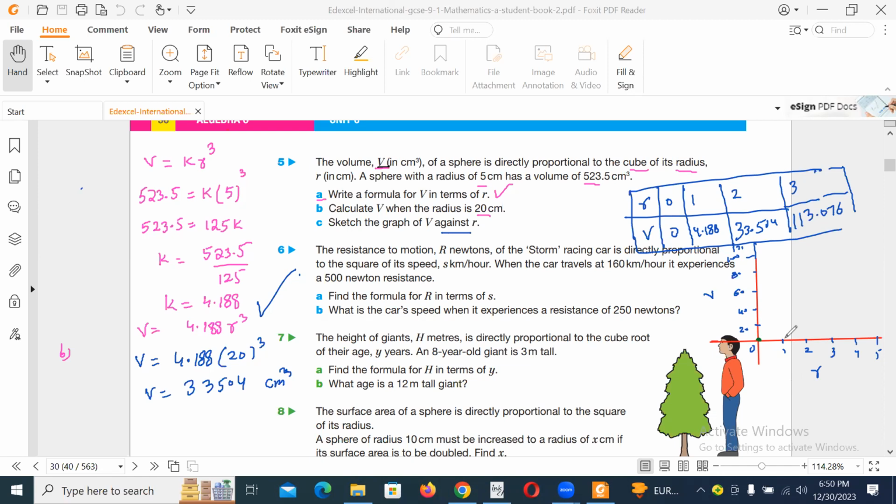You can do it perfectly on graph paper, okay? At 1, it is 4.18. So a little bit up here, and at 2, it's 33, meaning a bit below 40. And from here, you can go from 2 straight up. And then at 3, it is 113, meaning somewhere here up. So then you connect it. So it means you can find it as a curve. It's cubic, this one. I hope you get it, how to show it on a graph or sketch. And if you have any question, you can ask.